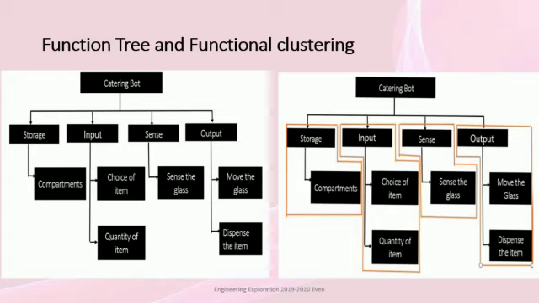This is the function tree and functional clustering. We have 4 different subsystems identified: storage, input, sense and output. In storage, we have different compartments to store different juices. Input: here the choice of the juice is accepted, as well as the quantity, that is full or half. Sense: here the glass is sensed. Output: here the glass is moved to the respective dispenser and then the required juice is dispensed.